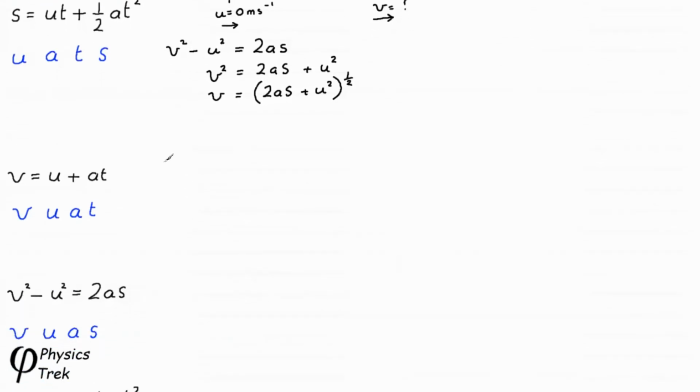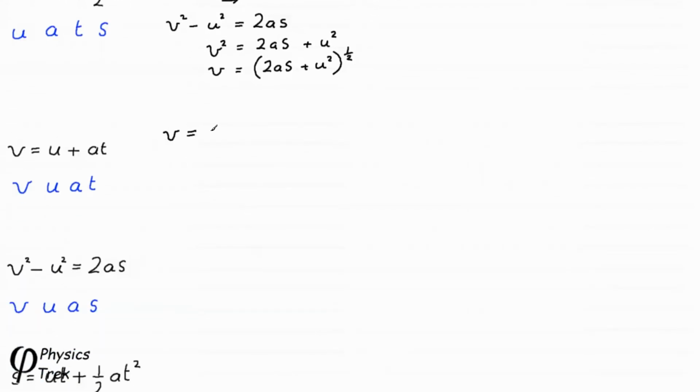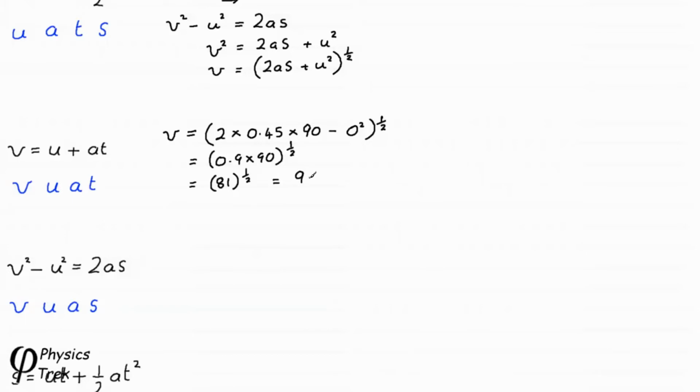And now substituting the numbers, v is equal to the square root of 2 times 0.45 times 90 plus 0 squared, which is equal to the square root of 0.9 times 90. 0.9 times 90 gives us 81. Square root of 81 is 9. So v is 9 meters per second.